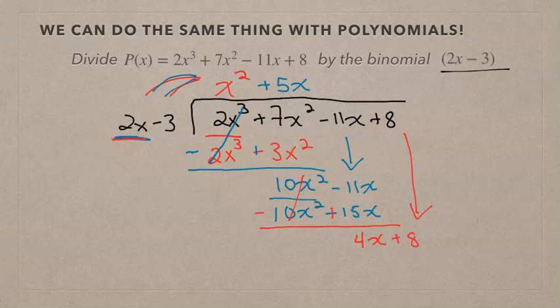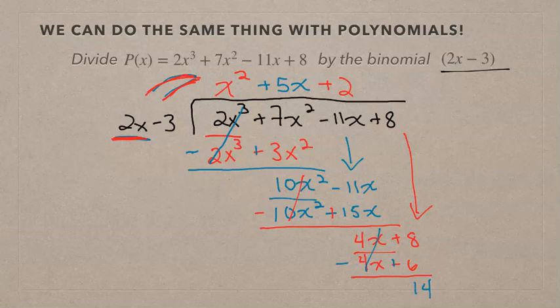I'm going to say, how many times does 2x go into 4x? Well, that's 2 times. I'm going to multiply by this binomial. 2 times 2x is 4x. Hey, look, it matches. Again, it's supposed to. 2 times negative 3 is negative 6. I'm going to subtract or add the opposite. So I'm going to go minus plus. That's gone. And I have 8 plus 6, which is 14.